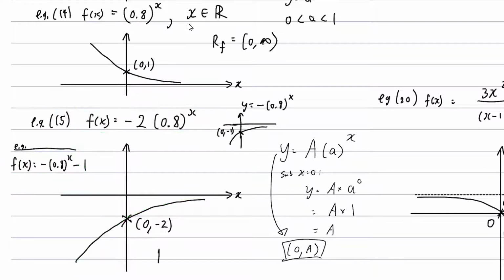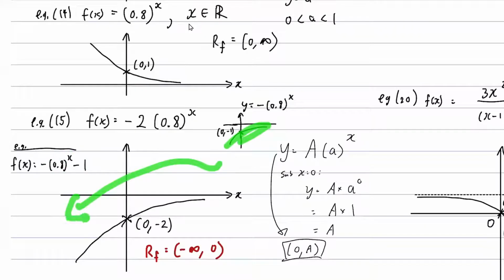So what's the range? Round bracket negative infinity, 0 round bracket. Well done. Good. Let's try and draw this graph now. So negative 0.8 power x then minus 1 means you translate downwards by 1 unit, right? So this graph, you're going to translate downwards by 1 unit. So let's just draw a quick sketch of that graph.